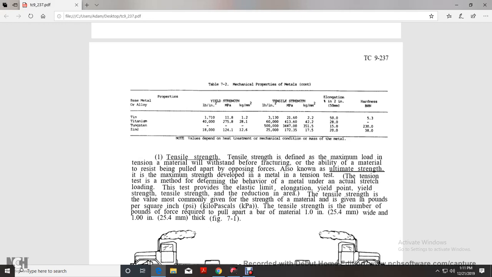Tensile strength is defined as the maximum load in tension a material can withstand without fracturing, the ability of the material to resist being pulled apart by opposing forces. It is also known as the ultimate strength, the maximum strength developed in a metal in a tension test. The tension test is a method to determine the behavior of the metal under actual stresses of loading. The test provides the elastic limit, elongation, yield strength, tensile strength, and reduction in area. Tensile strength is the value most commonly given for the strength of a material, in pounds per square inch or kilopascals. It is the number of pounds of force required to pull apart a bar of metal 1 inch wide and 1 inch thick.